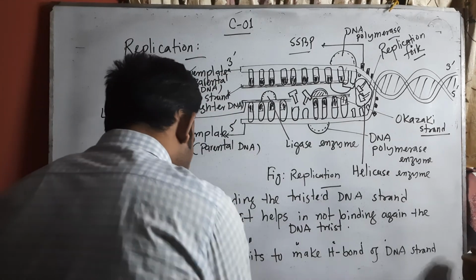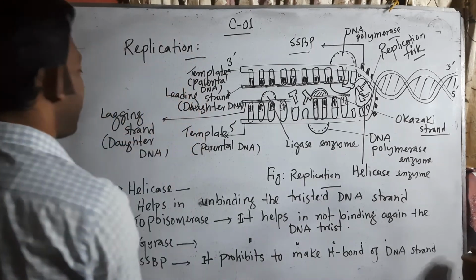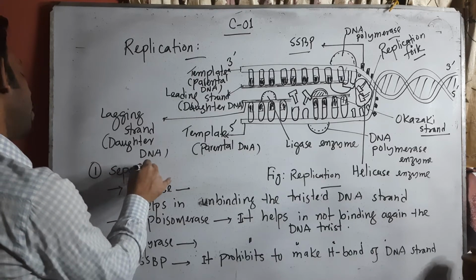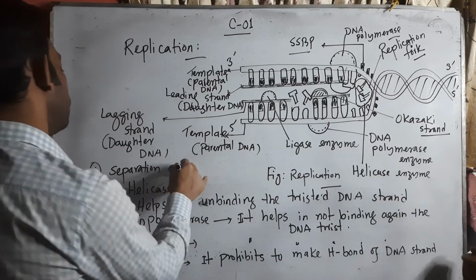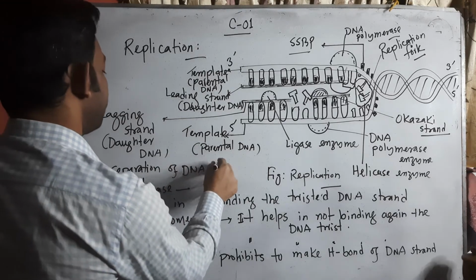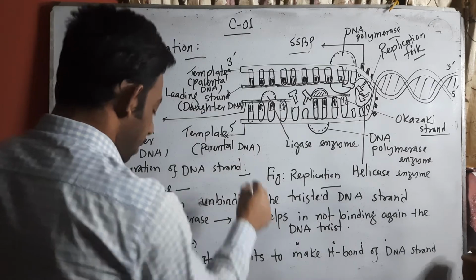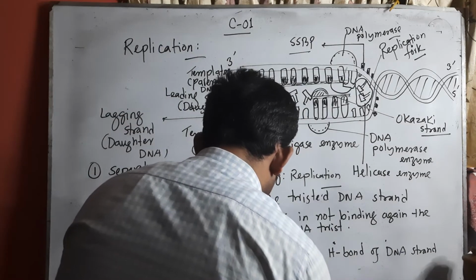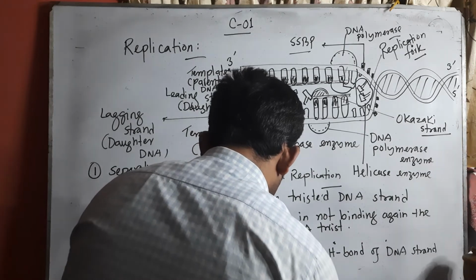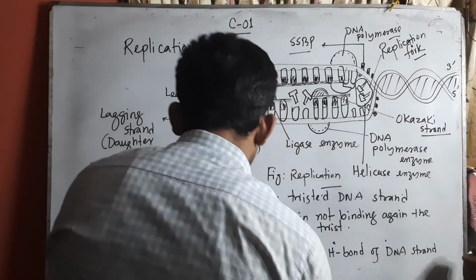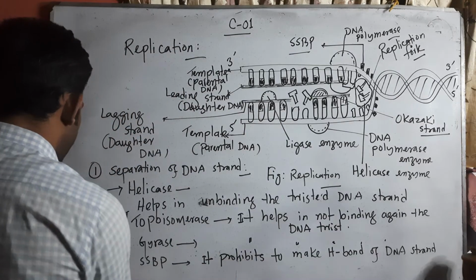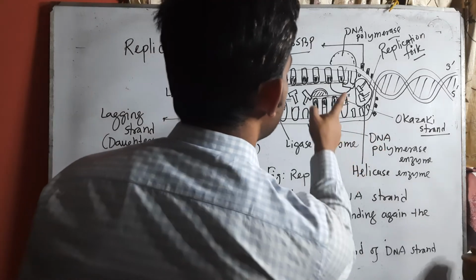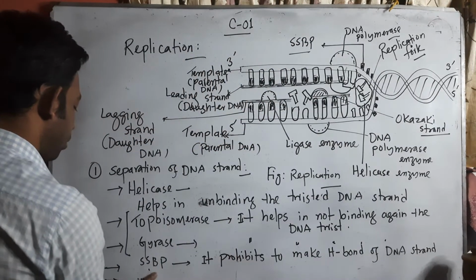So what is the first one? That is the separation. First point, separation of DNA strand. Separation of DNA strand. That is the important thing to know. And another one is also there. Helicase enzyme. Oh, I have already written the helicase enzyme. Yes, I already wrote the helicase enzyme.